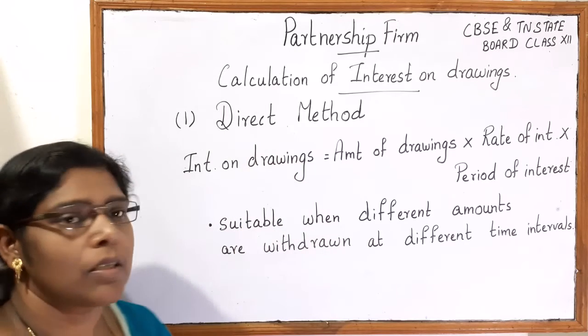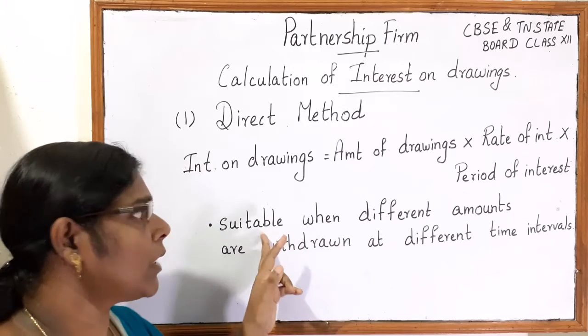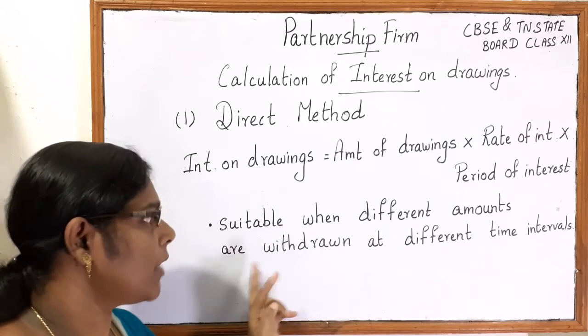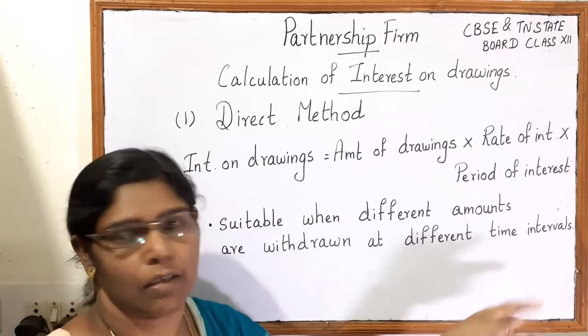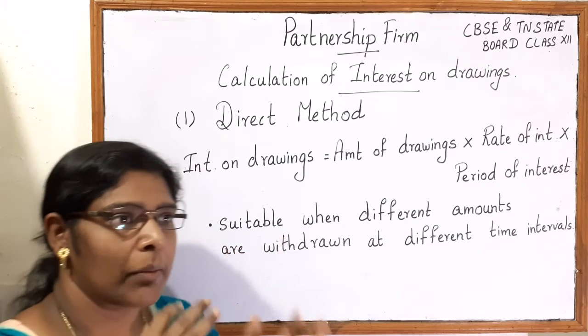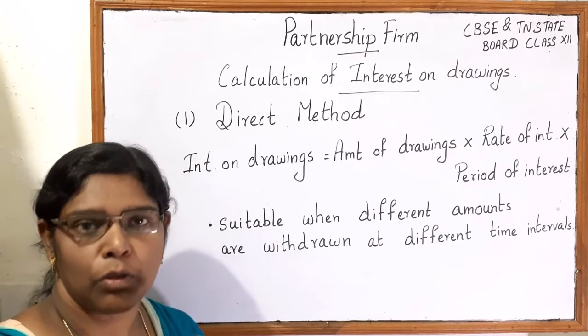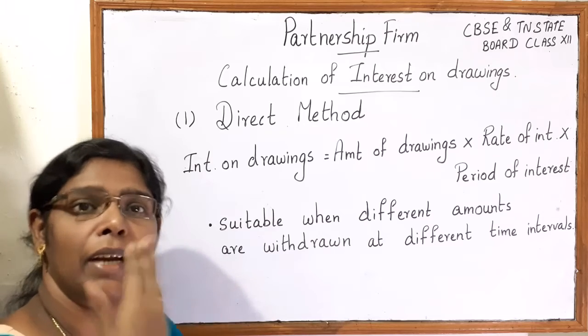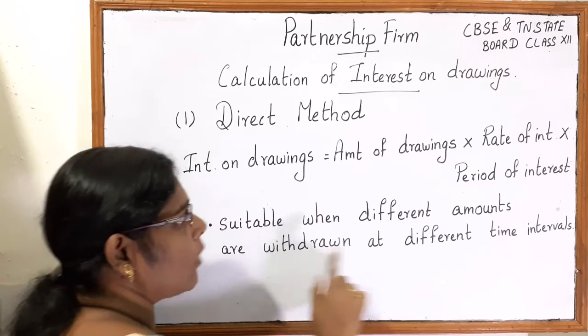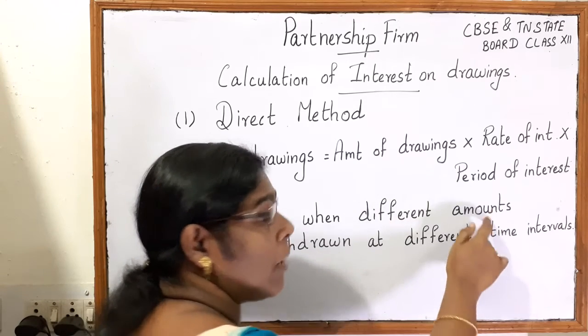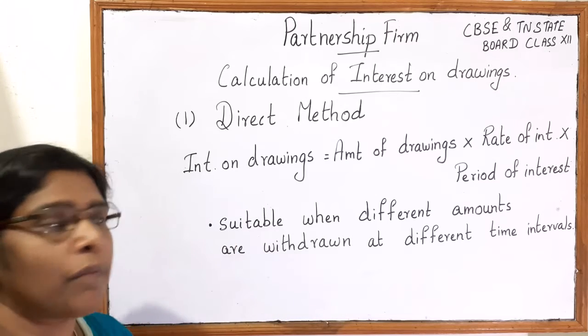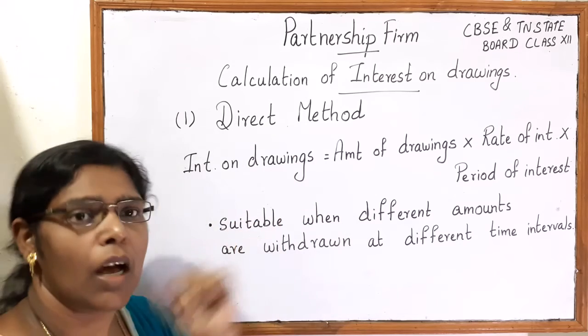Direct method. The direct method is usually suitable when different amounts are withdrawn at different time intervals. The partners are withdrawing money, but they do it at different intervals and also in different amounts. So when it is so, we use the direct method. So how do we calculate?